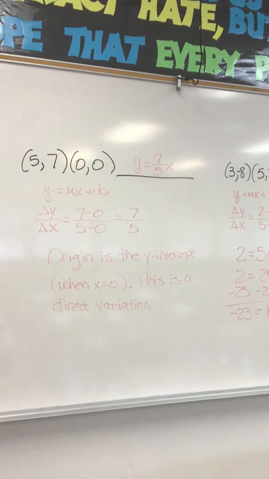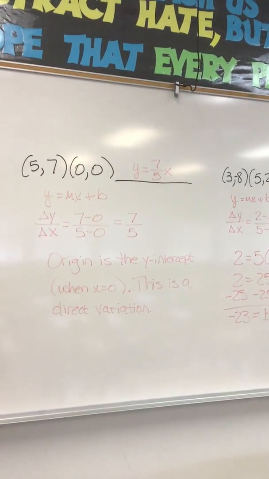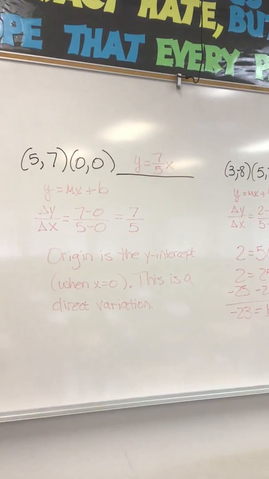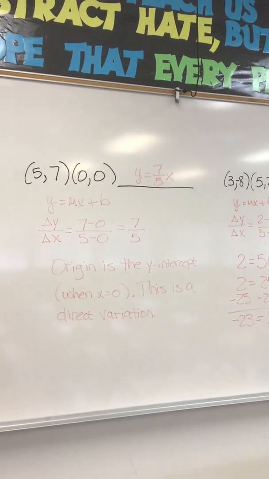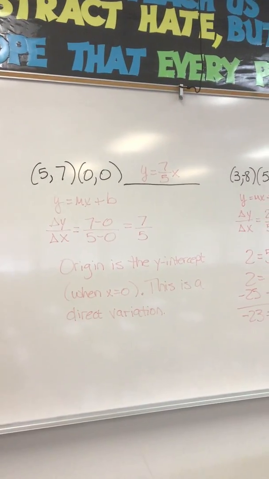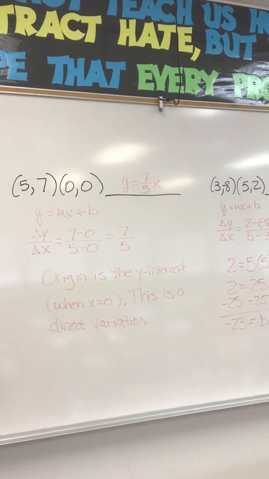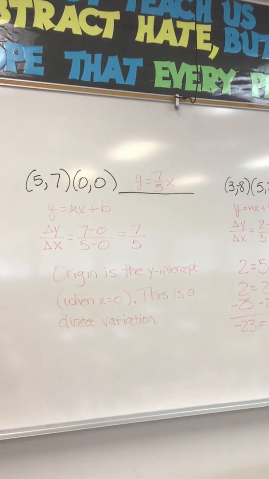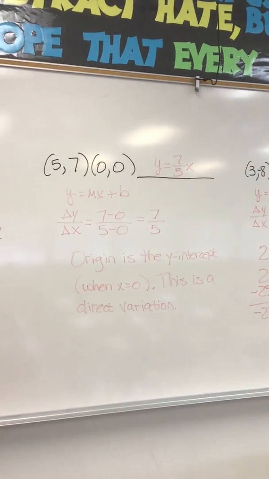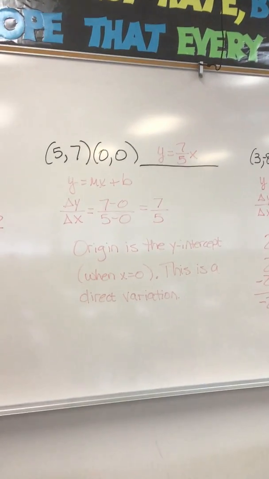Remember that I see the origin here is involved. (0, 0), that's my y-intercept. So this is a direct variation equation, so there is no b. b is 0. We don't write plus 0. We just write it in that form, y equals kx. So this one was a direct variation equation.